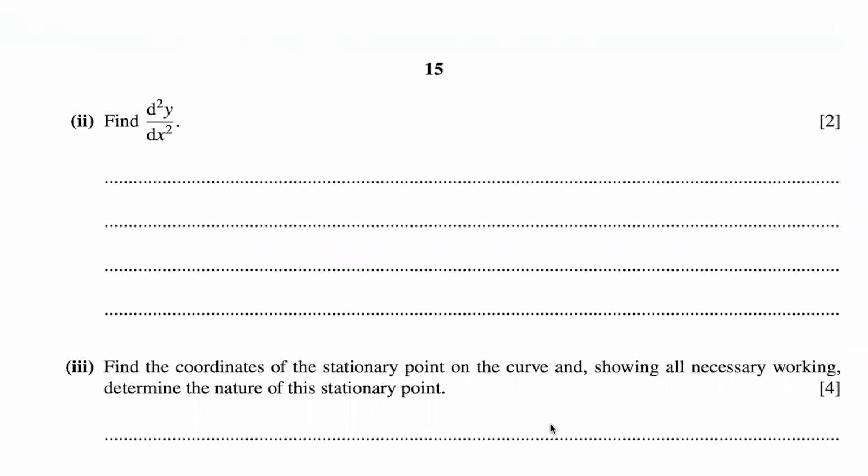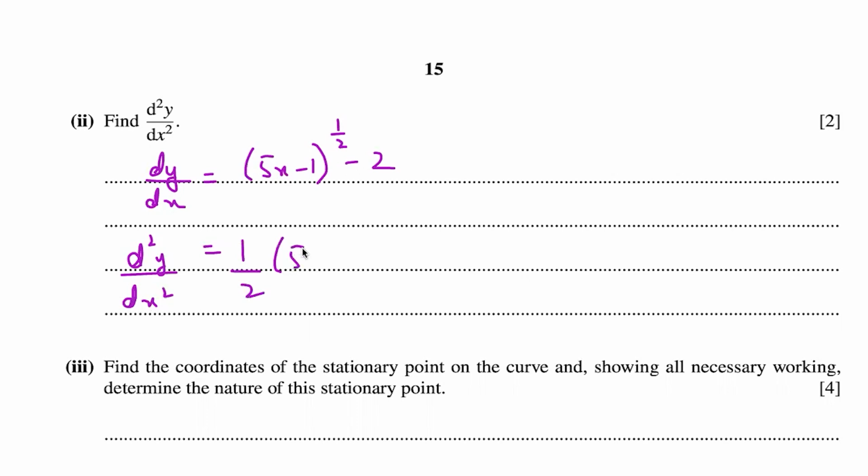Now in part 2, we have to find the double derivative. So dy dx is equal to (5x minus 1) to the power half minus 2. Differentiating this, we get half times (5x minus 1). We decrease the power by 1, so this will become minus half. And we multiply by the derivative of the function 5x minus 1, which is 5. The 2 will become a 0. So the final answer would be 5/2. And we can bring this (5x minus 1) to the power minus 1/2 into the denominator. So this will become the square root of 5x minus 1.